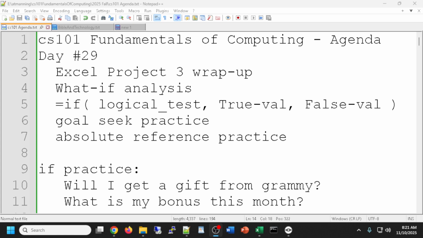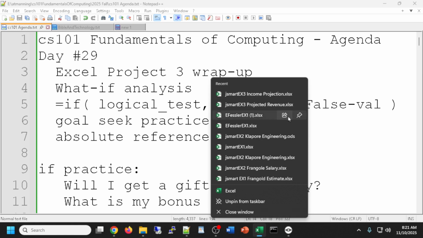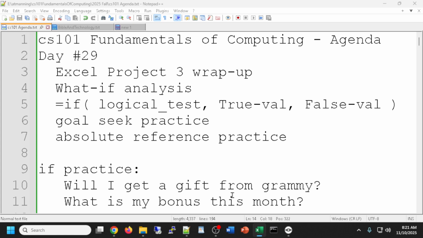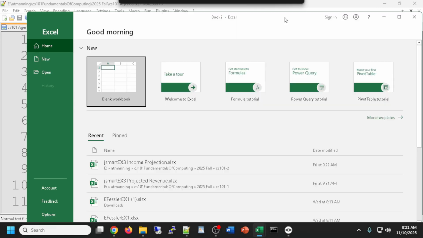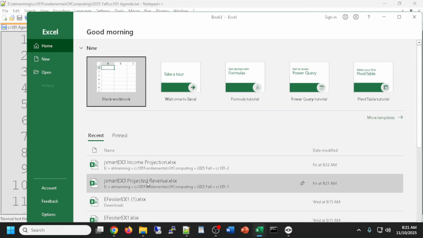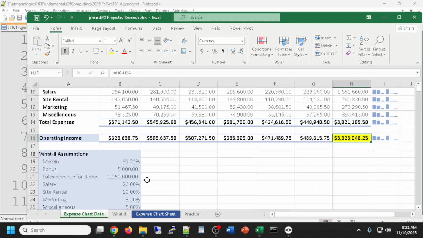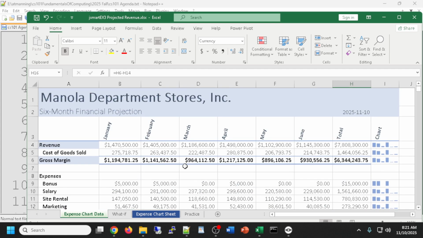So let's take a look at what we finished up with by going to Excel and opening up my previous project. And up comes Excel. Going to my previous project, section 1. Here's where we ended up. You should have something like this, where we have Manola Department Stores projections for 6 months.